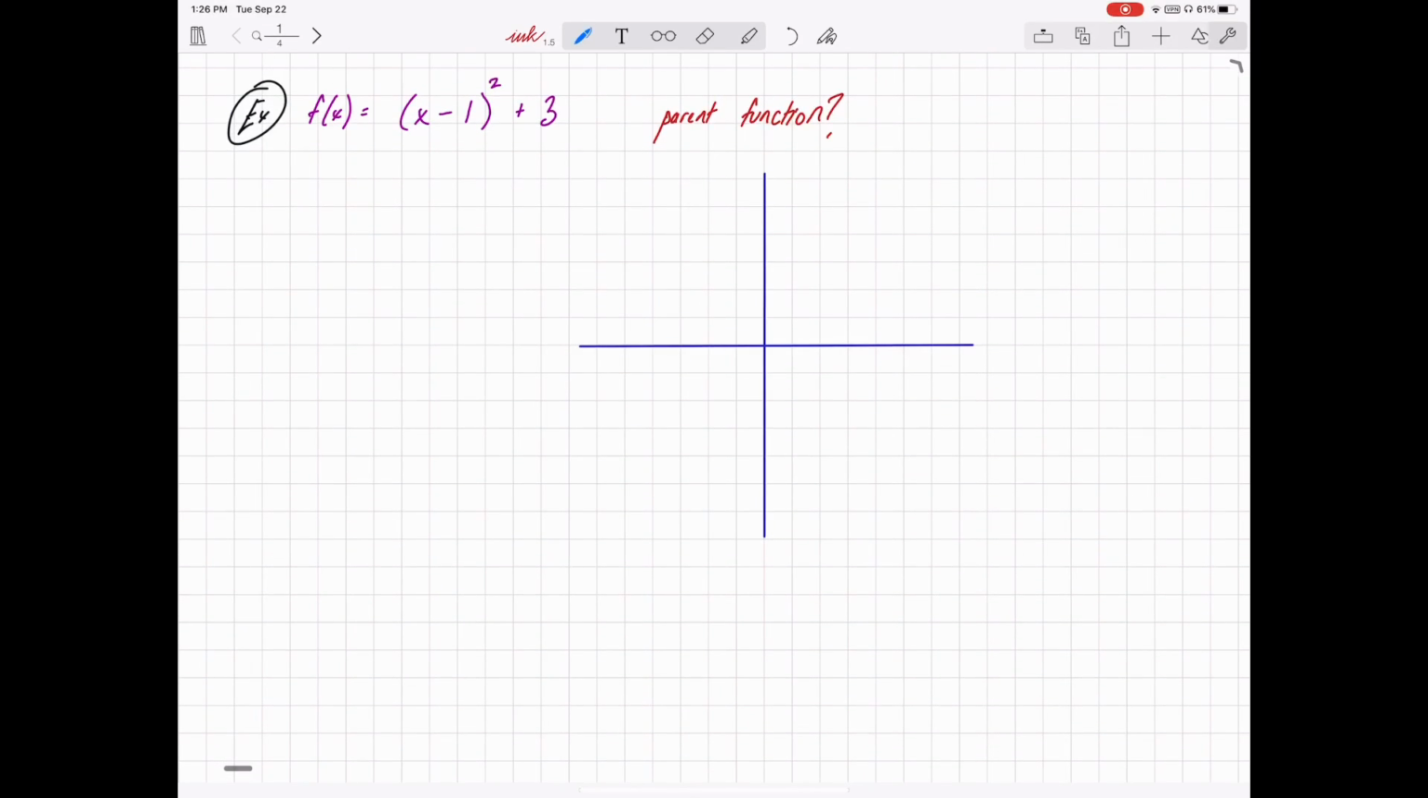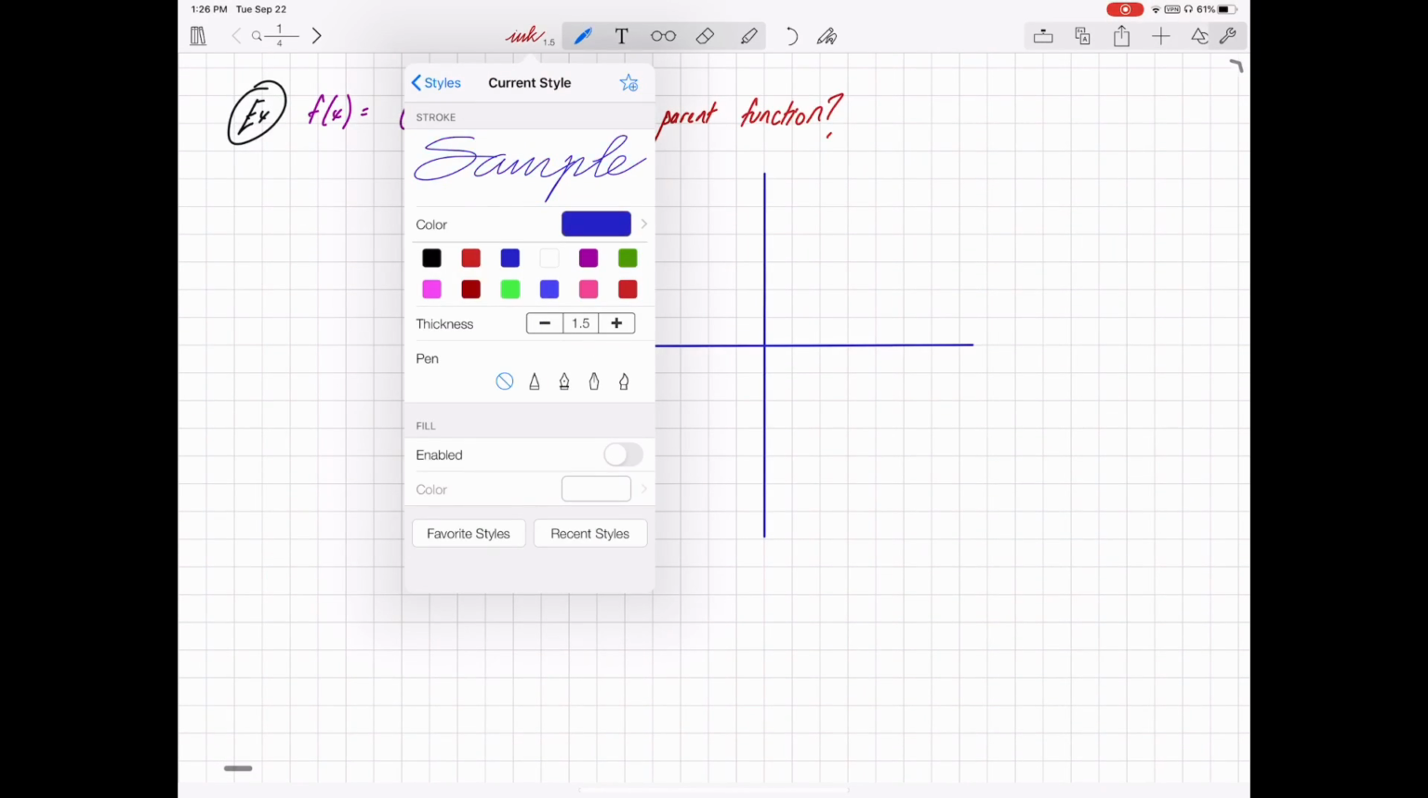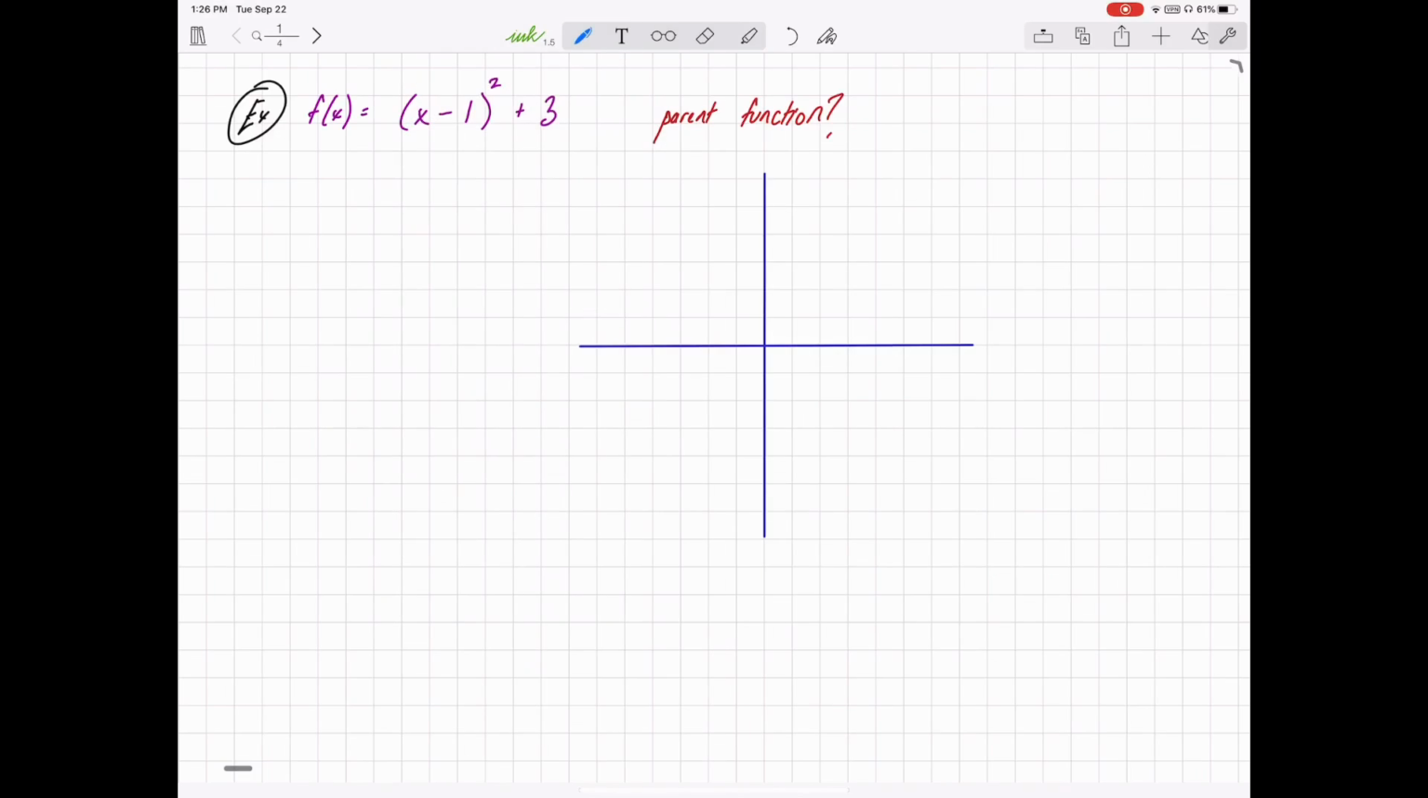Okay, so for the first one, choose a color here. The parent function, I have this question here. So what is the parent function for this function? Well, it's x squared. And so it's important to know that because it makes it a lot easier. We know that the general shape is this parabolic shape. So we're going to apply transformations to that.